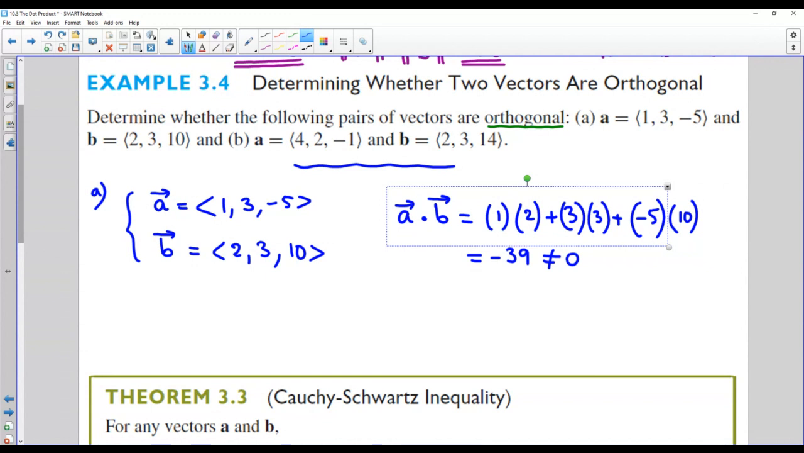So what does that mean? What is this telling us? Are these two vectors orthogonal? The answer is no. This means the vectors are not orthogonal. So A and B are not orthogonal. So what does it mean when I say they are not orthogonal? What does that mean?